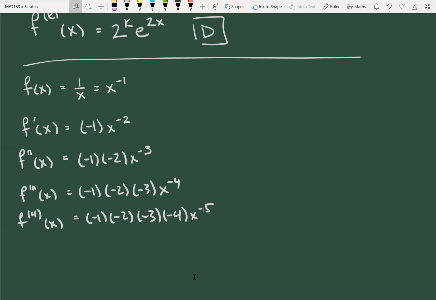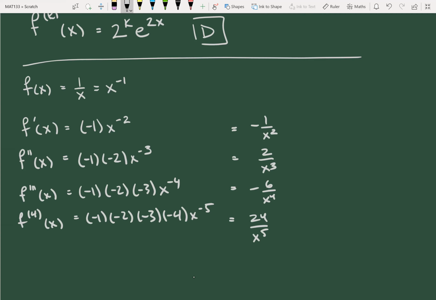Actually, it might not hurt to write out what these actually are. So this is -1 over x squared. This is 2 over x cubed. This is -6 over x to the 4. And this is, what, 24 over x to the 5? Okay, so sometimes if you do it both ways, you can help see things.